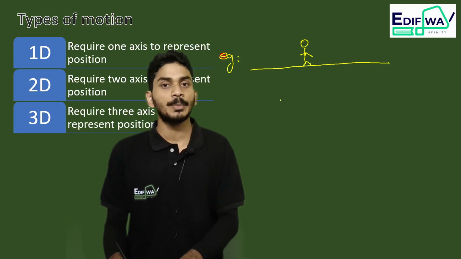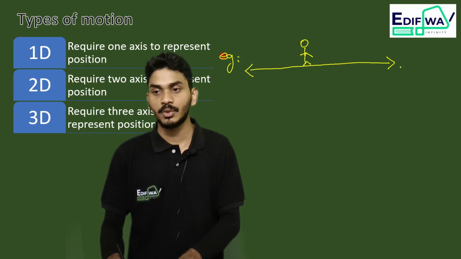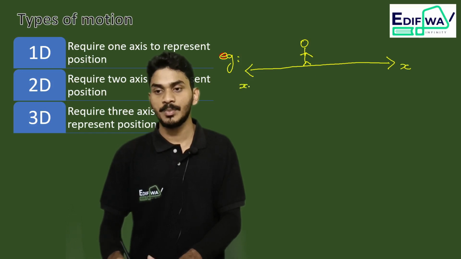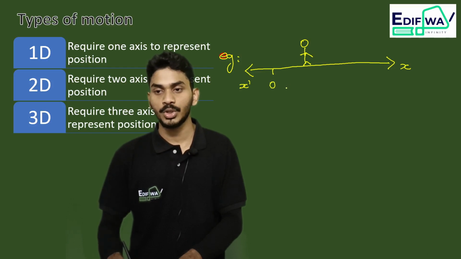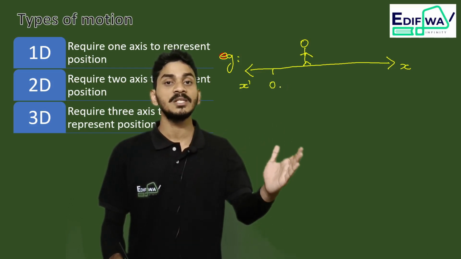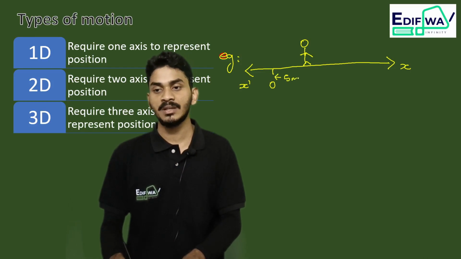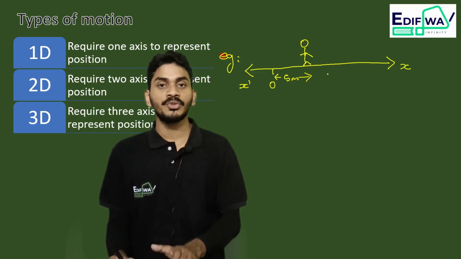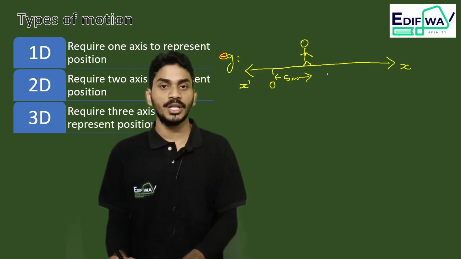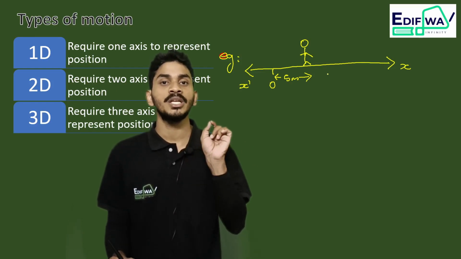Now, how to represent the position of this boy? You can consider this road as your x-axis, then this becomes x, this becomes x dash. You will have your origin, right? So this is your origin, and you measure the distance from the origin to the position where the boy is standing. Suppose it is 5 meters. Now clearly you can see that we can tell the position using a single coordinate. That is the speciality of 1 dimensional motion, or motion in a straight line.